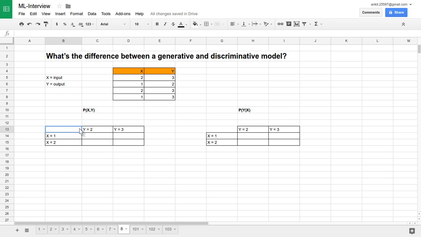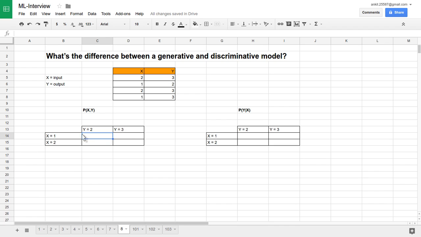So I have already made a table, and we are trying to fill in the missing values, that is, the joint probability distribution of all possible combinations of x and y. The possible x values for the given data set are x is equal to 1 and x is equal to 2, while output value y has 2 possible values, y is equal to 2 and y is equal to 3. So let's fill in this table, and then we will try to understand what is a generative model and what is a discriminative model.